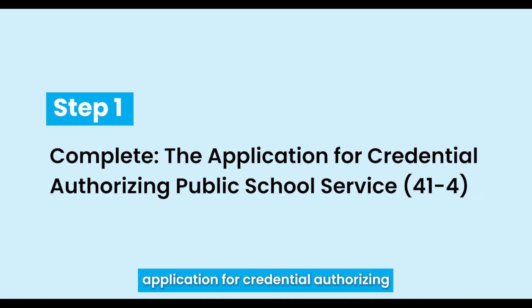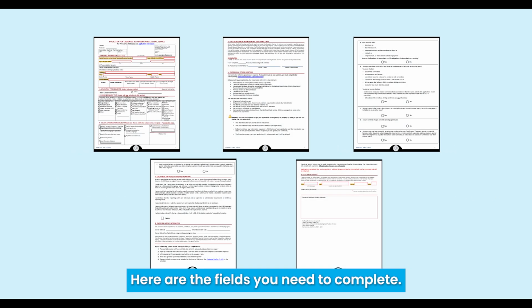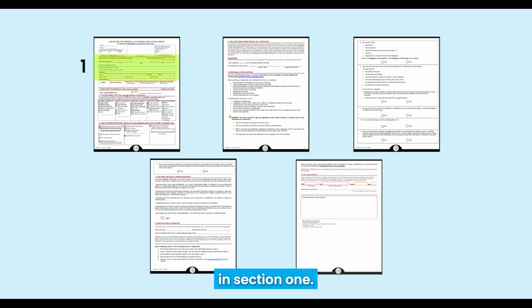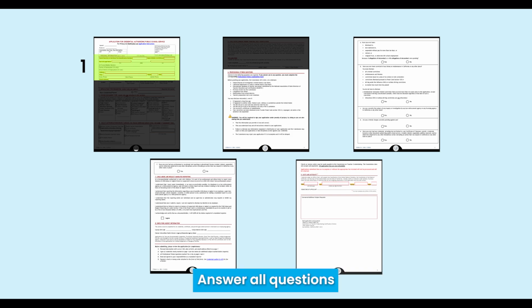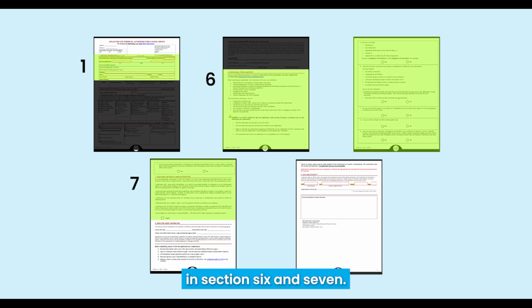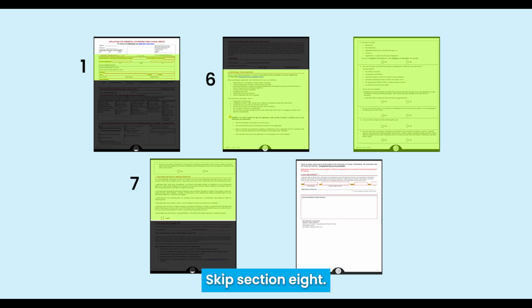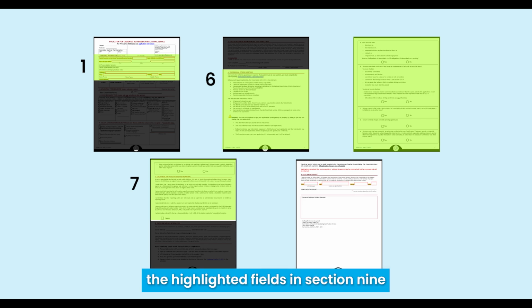Step 1. Complete the application for Credential Authorizing Public School Service. Here are the fields you need to complete. Complete all highlighted fields in Section 1. Skip Sections 2, 3, 4, and 5. Answer all questions in Sections 6 and 7. Skip Section 8. Lastly, complete the highlighted fields in Section 9 and sign the document.